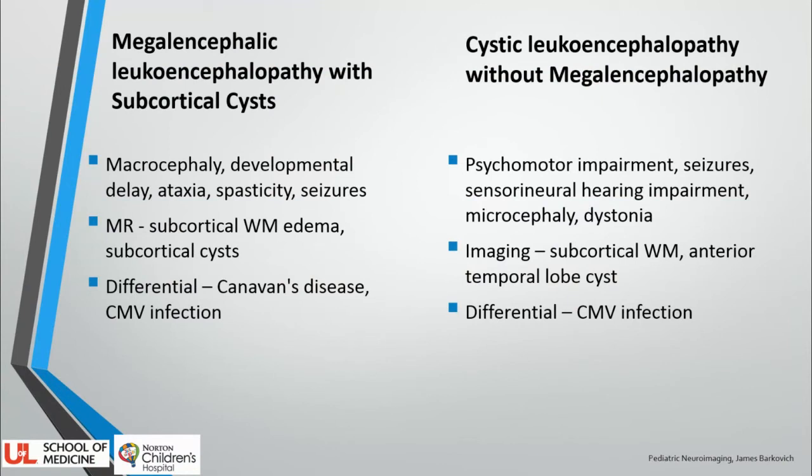Patients with megalencephalic leukoencephalopathy are macrocephalic. Those with cystic leukoencephalopathy are microcephalic. On imaging, both the conditions show subcortical cyst, typically in the temporal lobes. Patients with megalencephalic leukoencephalopathy should be differentiated from Canavan's disease because of macrocephaly, and CMV infection because of the subcortical cyst. Patients with cystic leukoencephalopathy should be differentiated from CMV infection because of microcephaly and the subcortical cyst.